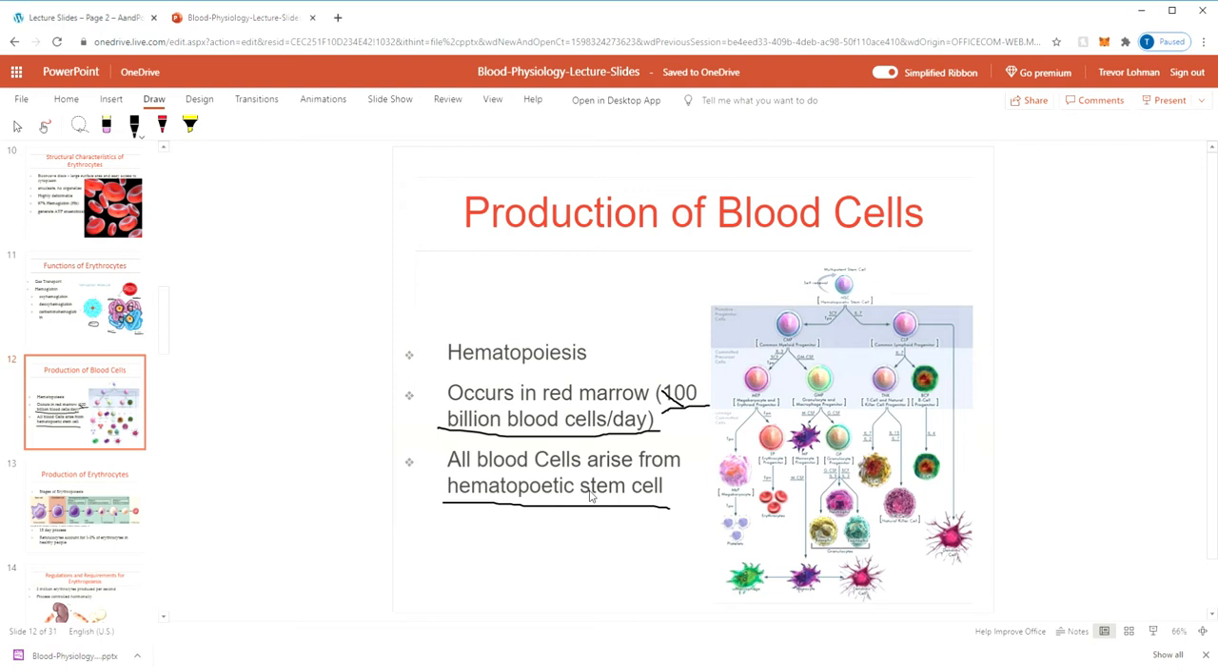And what you'll see in any tissue that's responsible for producing new cells is that there's some further differentiated stem cell. So in this case, it's a hematopoietic stem cell. This stem cell can give rise to all the other blood cells. In bone, you have the osteoprogenitor cell, which is a stem cell that's just a little bit more differentiated than a multipotent stem cell. But anyway, all you need to know is that red blood cells come from hematopoietic stem cells.